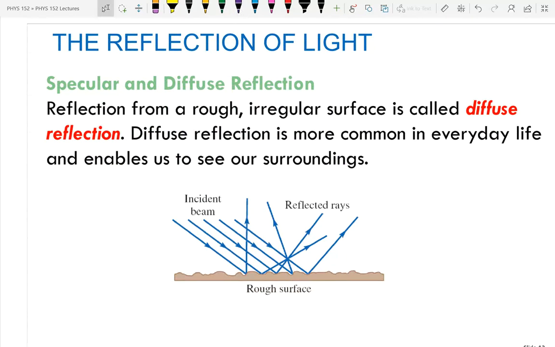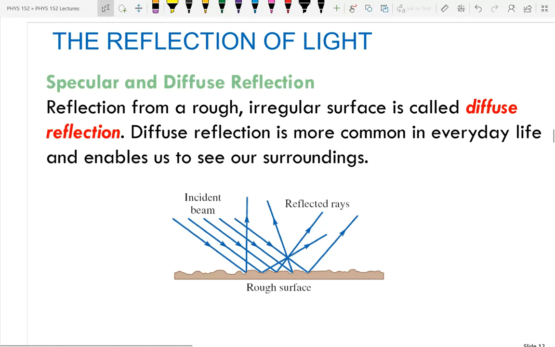Specular reflection isn't the only kind of reflection. Here's a second kind, diffuse reflection. A diffuse reflection is a reflection where the light gets spread all over the place. Now we can analyze this real easily. Specular reflection is a mirror-like reflection.